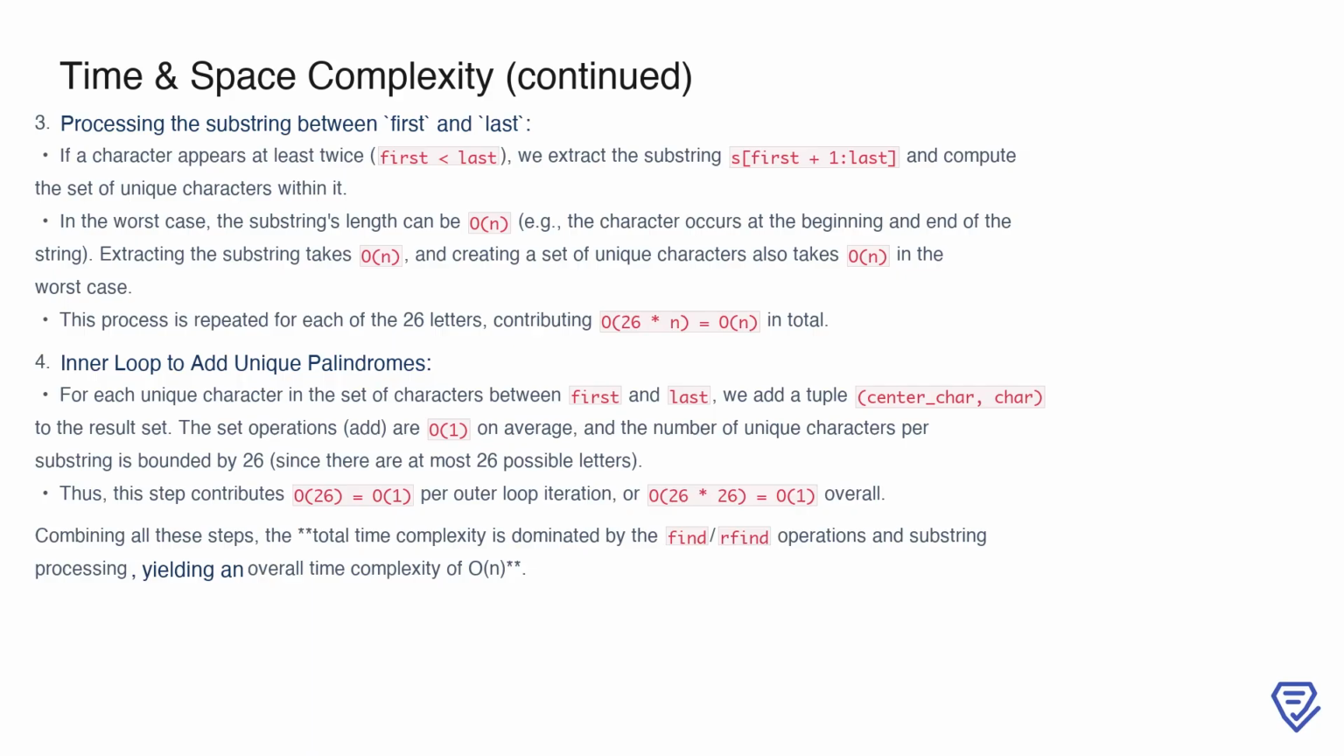Additionally, for every unique character in the set, we add a tuple to the result set. The addition of each tuple takes O(1) on average, and since there are at most 26 unique characters, this operation contributes a constant 26 per outer loop iteration. Across all 26 letters, this remains O(1) in big O terms. Putting everything together, the dominant factor is the substring processing and find/rfind operations, leading to an overall time complexity of O(n).